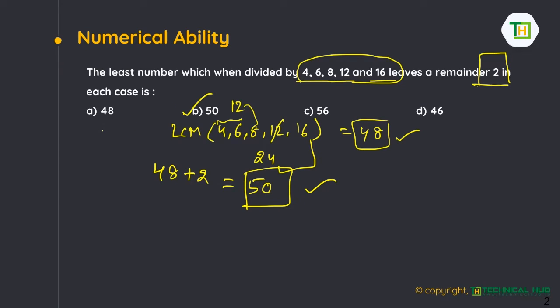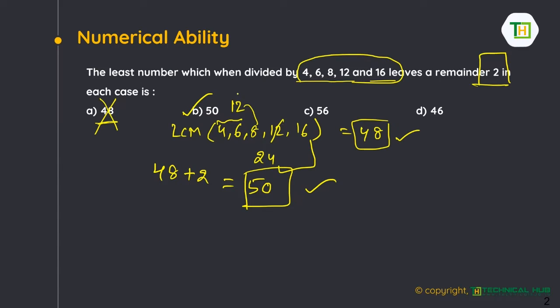There is a chance of choosing the wrong answer, that is option A, 48. LCM of those numbers is 48, but it is not the least number which gives the remainder 2 in each case. Okay, 50 is the right answer. If you check, 50 divided by 4, remainder 2. 50 divided by 6, remainder 2. Likewise, 50 divided by 8, 50 divided by 12, 50 divided by 16. In each and every case, you will get the same remainder, which is 2. In this way, you need to solve the problems based on LCM for every model, whether it is the same remainders or different remainders.